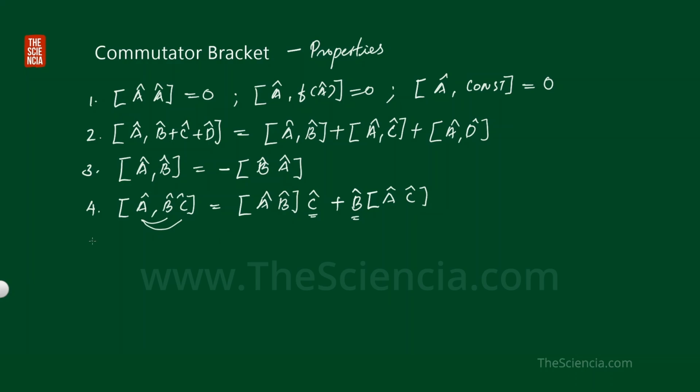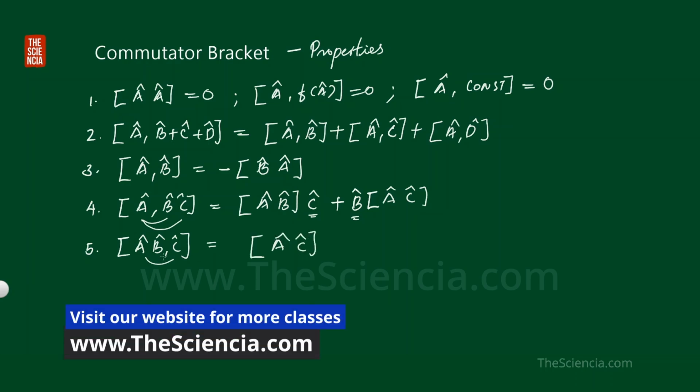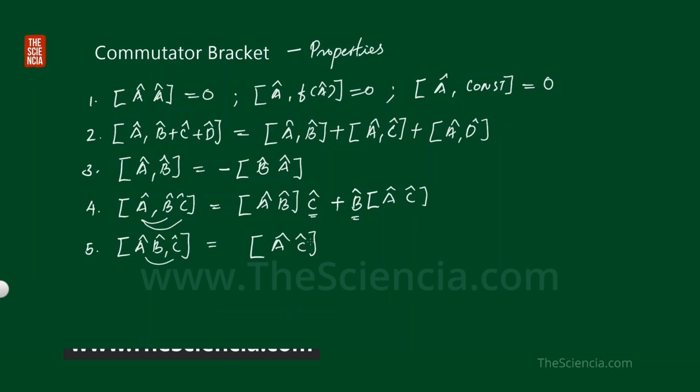Fifth property, commutator bracket AB comma C. That is, first you have to make a combination with A and C, that is commutator AC, and B is outside, and we can take this B here, plus now we have to make a combination of B and C, that is commutator bracket BC, and A is outside, so this position of A will be here. And again I am reminding you, the position of these operators is very important.